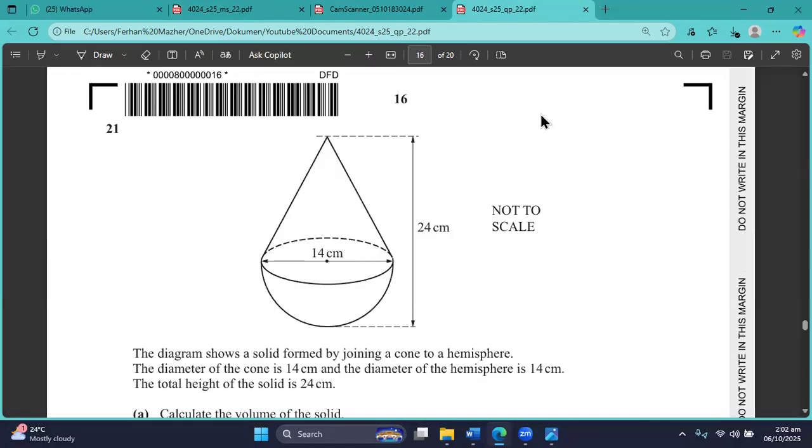Okay, so question number 21. It says the diagram shows a solid formed by joining a cone to a hemisphere. The diameter of the cone is 14 centimeters, that means the radius is 7. And the diameter of the hemisphere is also 14 centimeters, so its radius will be 7. The total height of the solid is 24 centimeters. So if this total height is 24 and the radius is 7, this height will be 7. So the height of the cone will be 24 minus 7, and that will be 17.